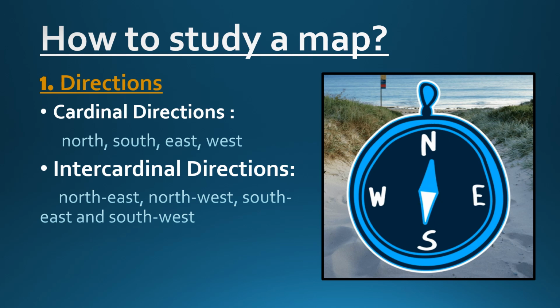Intercardinal directions. Intercardinal directions are the directions between the cardinal directions. So, there are four main intercardinal directions. Northeast, that is between the north and east. Northwest, that is between the north and west. Southeast, the direction that is between south and east. And the last one is the southwest, that is between south and west.